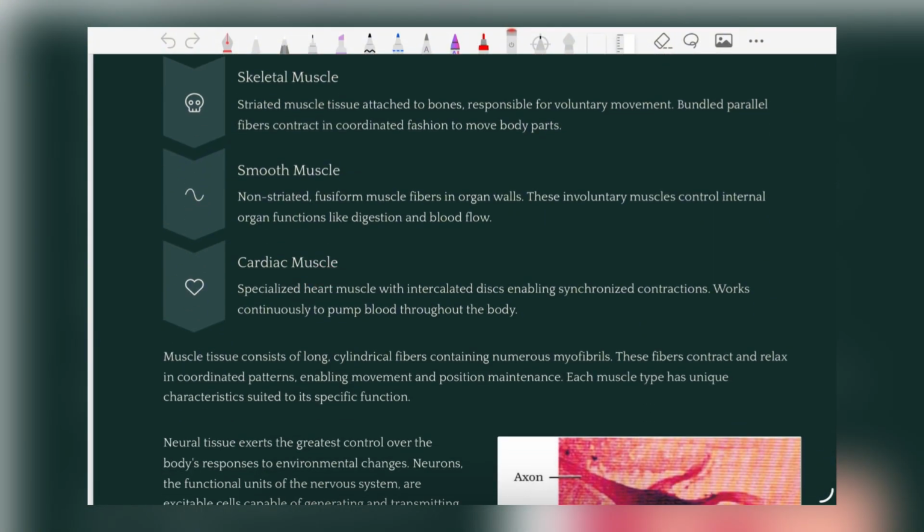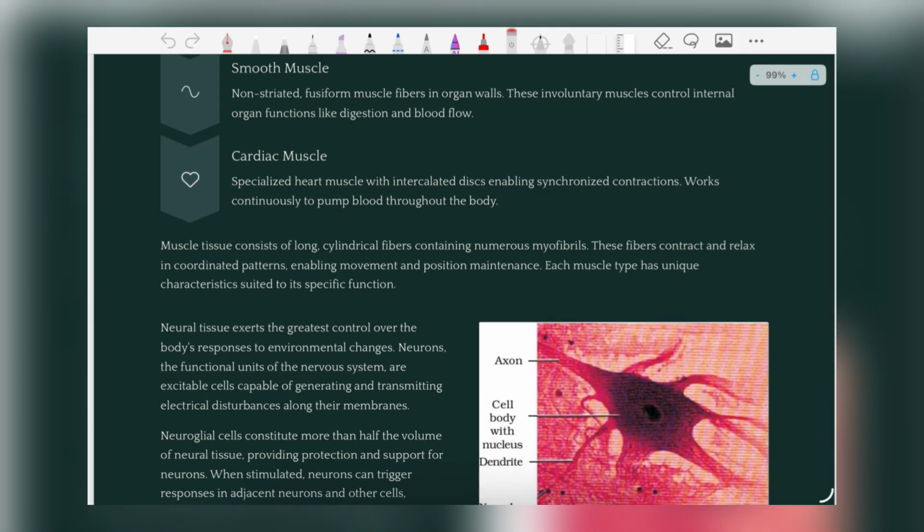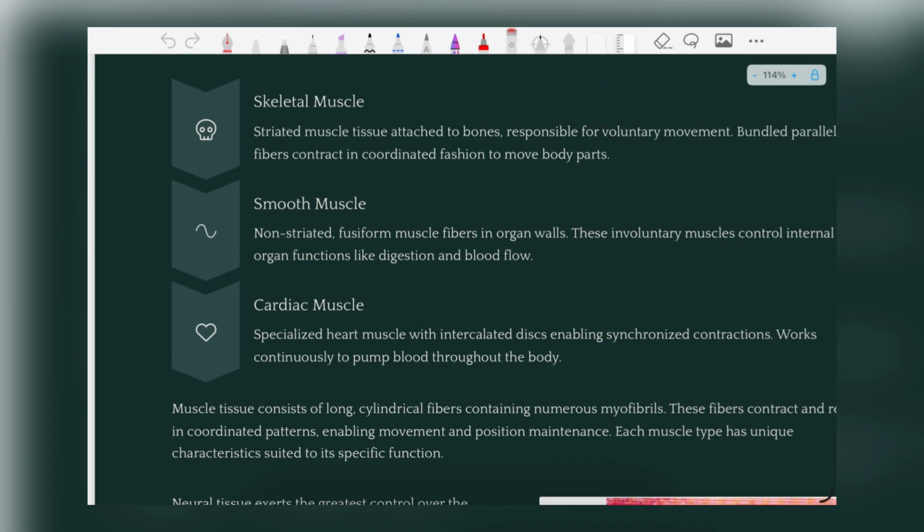Cardiac muscles. Specialized heart muscle with intercalated discs enabling synchronized contraction works continuously to pump blood throughout the body. It is present in the heart.